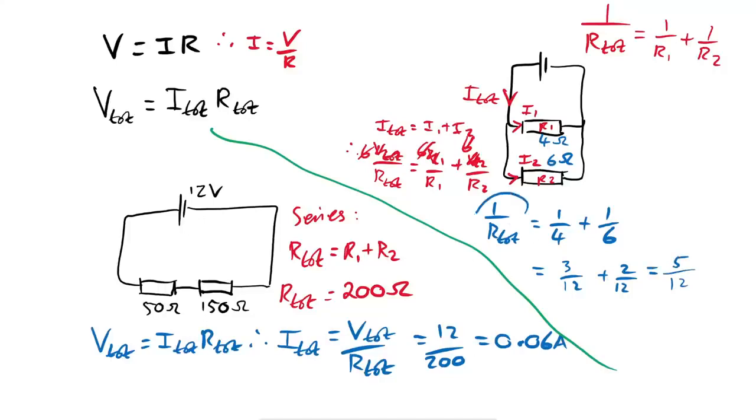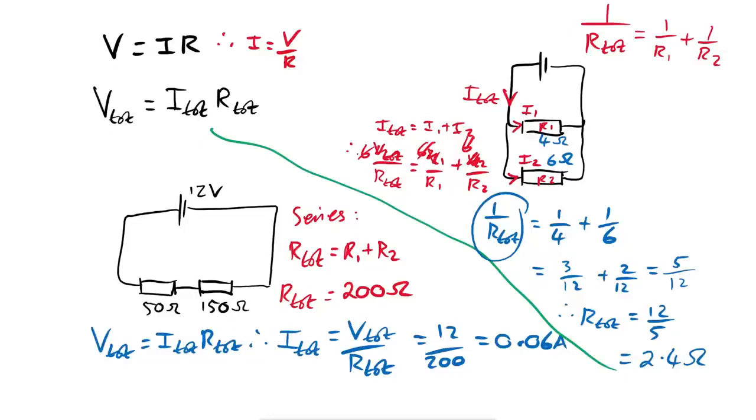That's not our answer though, because that's 1 over that. So therefore, all we have to do is flip it on its head. So R total is just the reciprocal, equal to 12 over 5. And so that's 2.4 ohms. So that's how you find total resistance for a parallel circuit. You can then, of course, use that to find out total current or total voltage as well, depending on what the question is asking. So there we go.